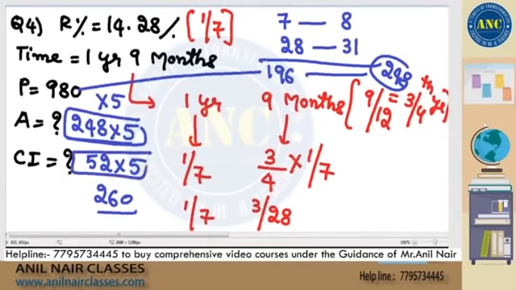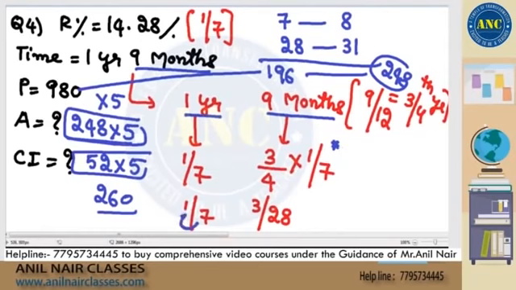As you know, we will avoid formula usage. We will try everything through our conceptual clarity. First it is 1 year, next it is 9 months. 9 months is 9 out of 12, which is 3/4 of a year. For a year the rate of interest is 1 by 7. So 3/4 of a year is 3 by 4 into 1 by 7, which is 3 by 28.